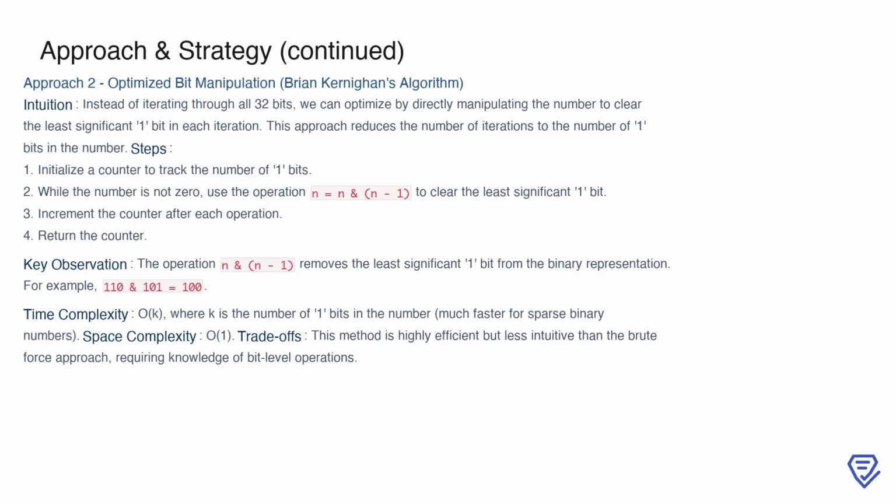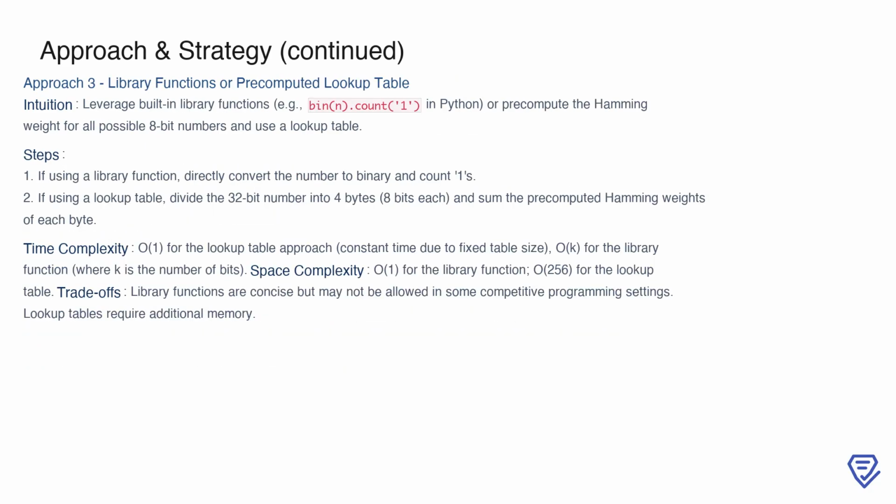For instance, if the binary representation of the number is 110, the operation 110 & 101 results in 100, effectively removing the least significant 1. This approach is significantly faster for numbers with fewer 1 bits because it skips over all the 0 bits entirely, making it both efficient and elegant. Another approach we considered involves leveraging library functions or pre-computed lookup tables.